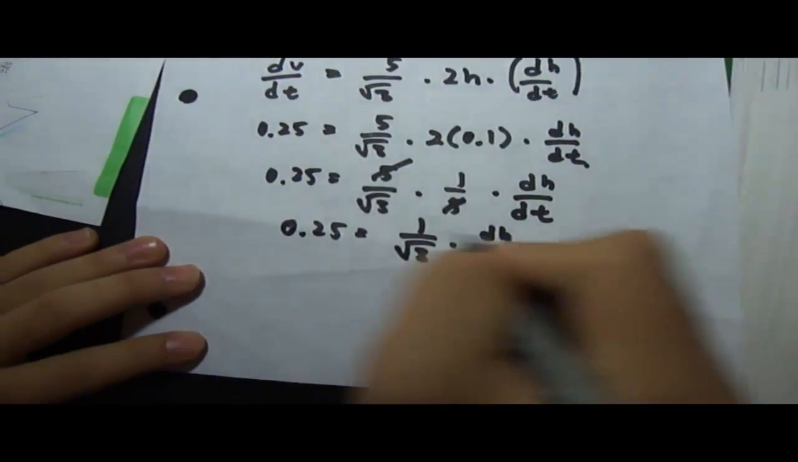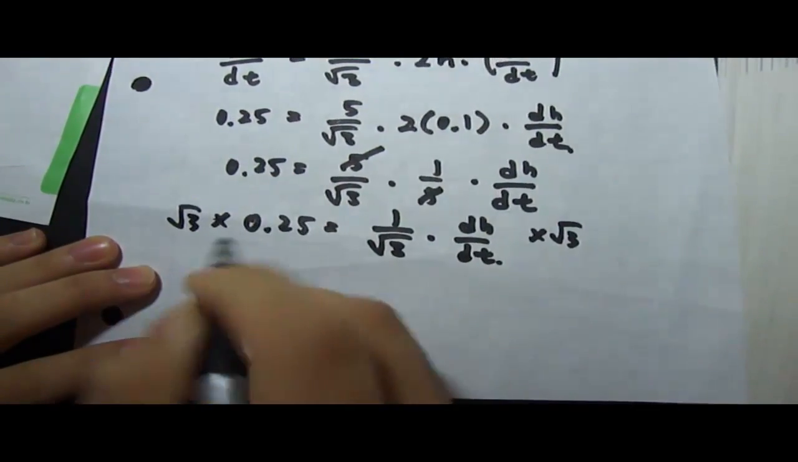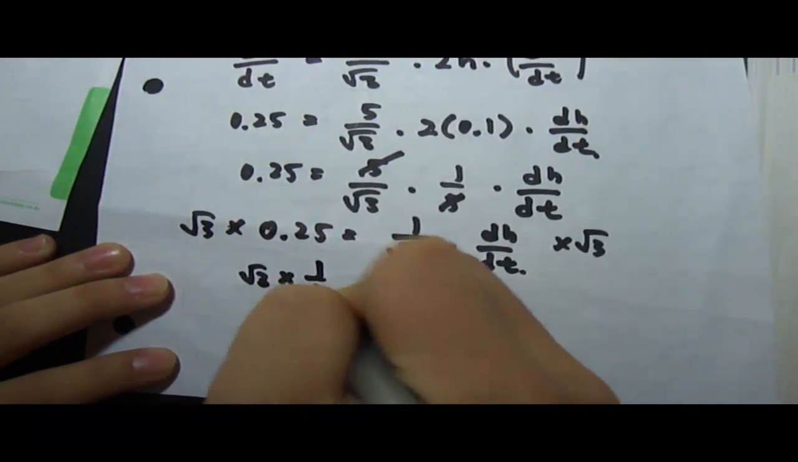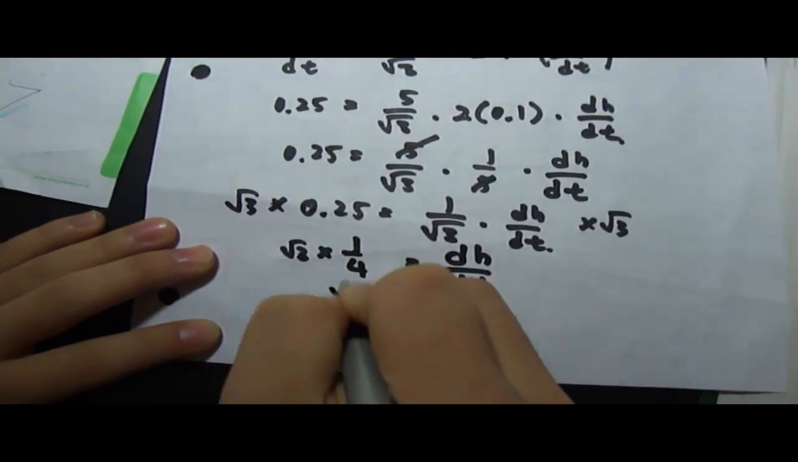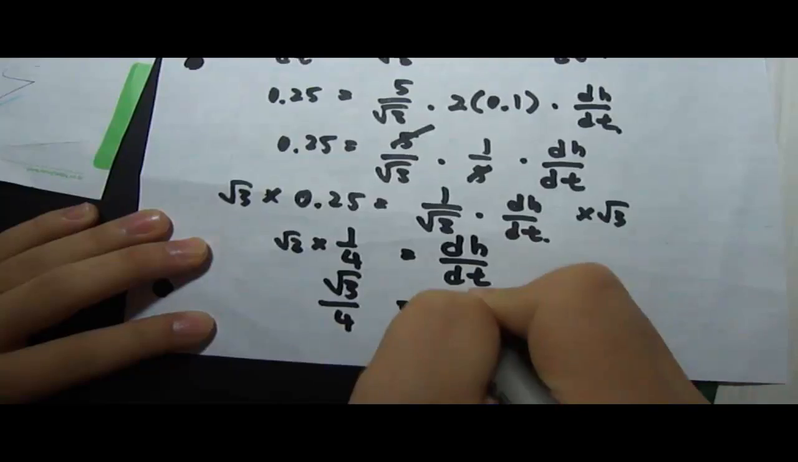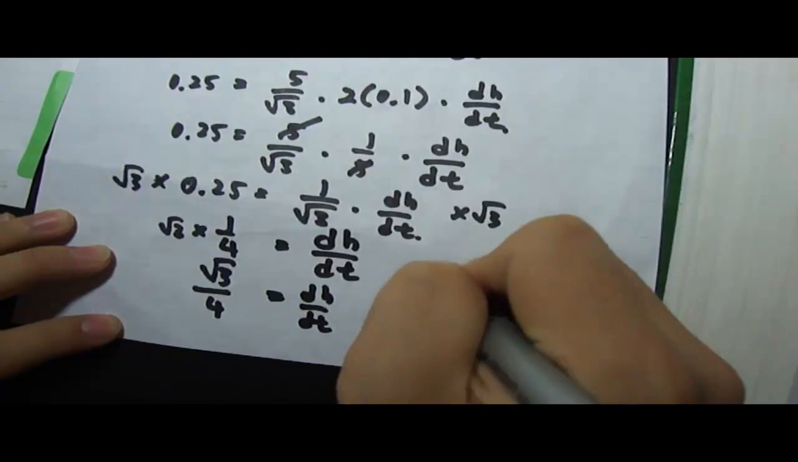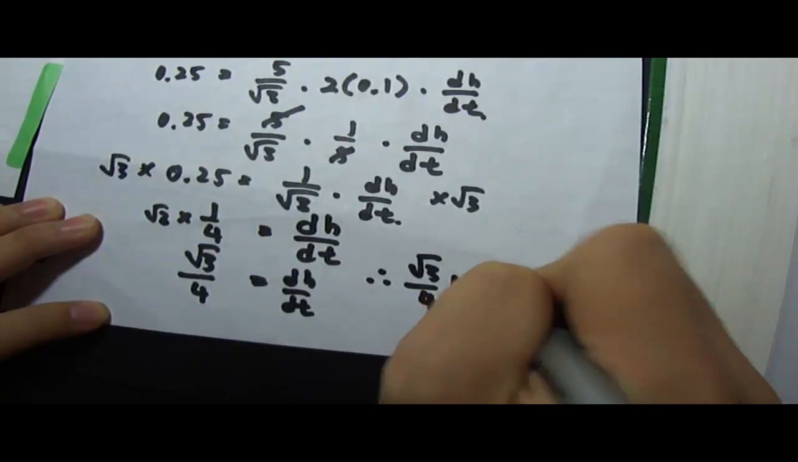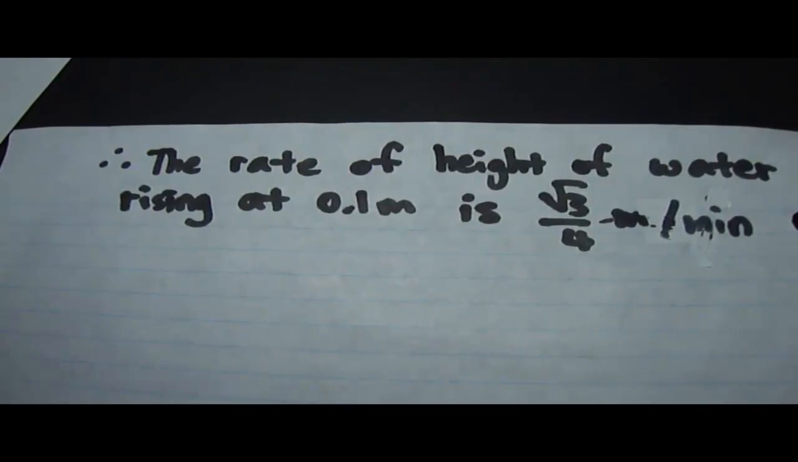Now we multiply both sides by root 3. Then it is root 3 times 1 over 4 equal to dh over dt, which is root 3 over 4. Therefore, the rate is root 3 over 4 meters per minute. Therefore, the rate of the height of water rising at 0.1 meter is root 3 over 4 meters per minute.